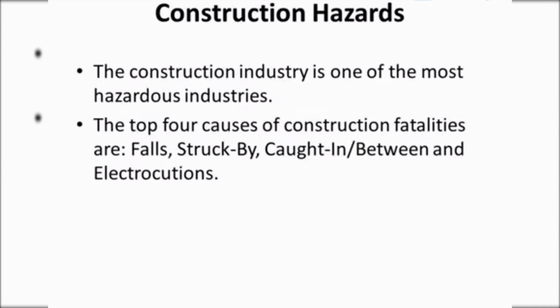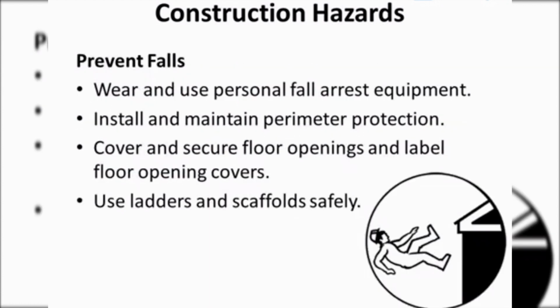Construction hazards. The construction industry is one of the most hazardous industries. The top 4 causes of construction fatalities are falls, struck by, caught in/between, and electrocutions. To prevent falls: wear and use personal fall arrest equipment. Install and maintain perimeter protection. Cover and secure floor openings and label floor opening covers. Use ladders and scaffolds safely.